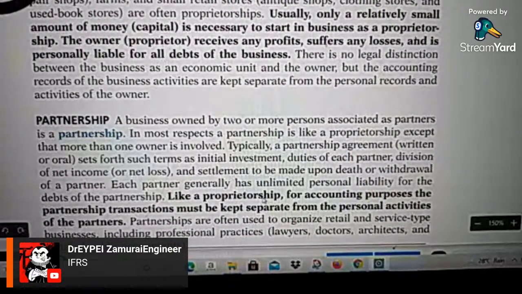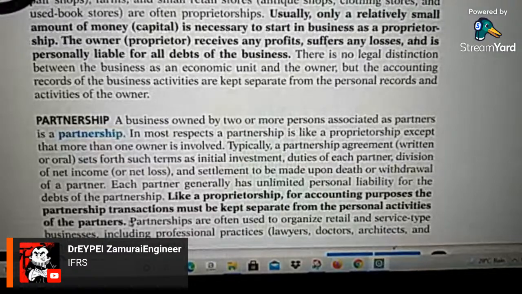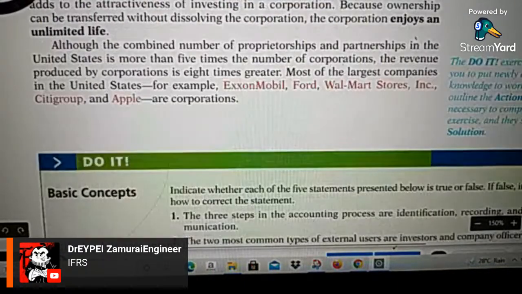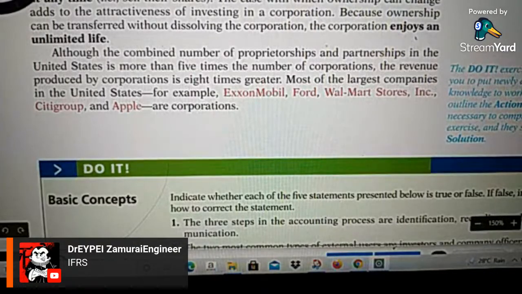However, like proprietorship, for accounting purposes, the partnership transaction must be kept separate from the personal activities of the partners. So iba yung pagkikip track mo ng transaction ng partnership sa individual. Unlike sa proprietorship, yung pera ng owner, eh yun na rin yung pera ng company. Kasi proprietorship yung company. Okay. Another form of company is corporation. Okay?